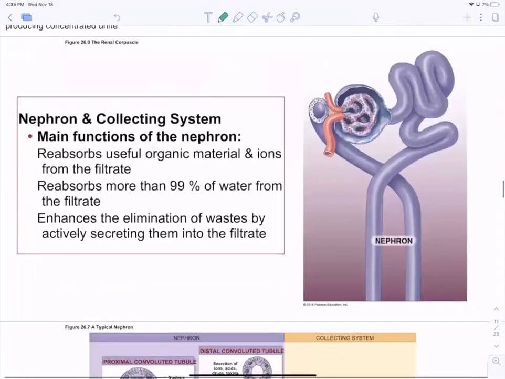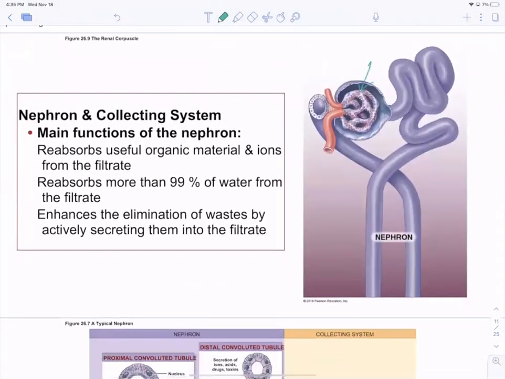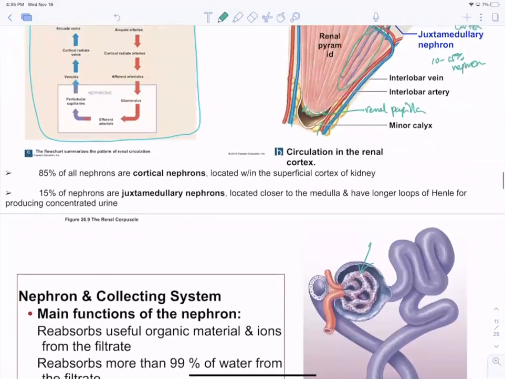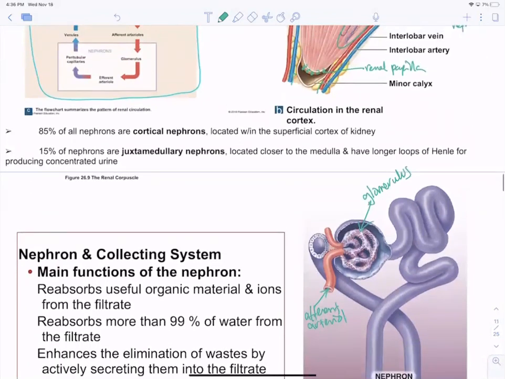So this is kind of showing you the glomerulus, right? So you have the glomerulus, and that's that capillary knot, and this is going to be the afferent arteriole, and this would be the efferent arteriole, and then the efferent arteriole becomes the peritubular capillaries.